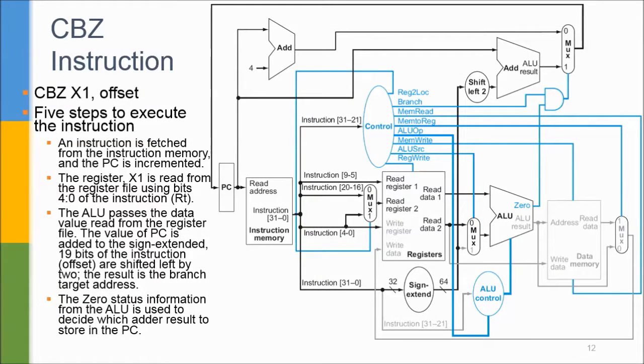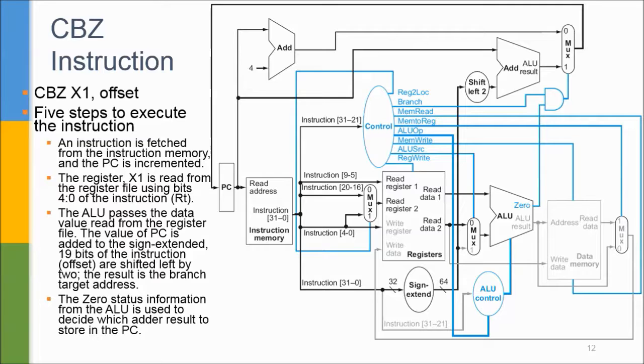Finally, we have the operation of the compare and branch instruction, such as CBZ X1, offset. In the same fashion, it operates much like an R format instruction, but the ALU output is used to determine whether the PC is written with the PC plus 4 or the branch target address. The four steps in execution are: number one, an instruction is fetched from the instruction memory and the program counter is incremented.